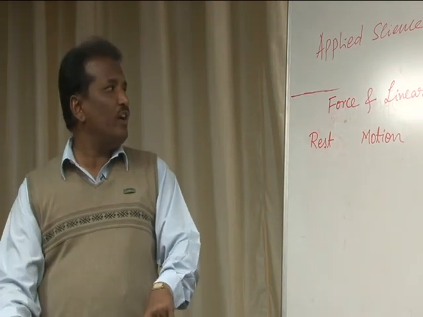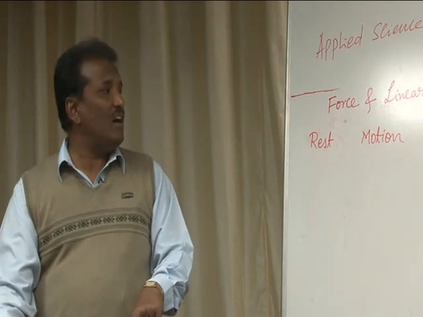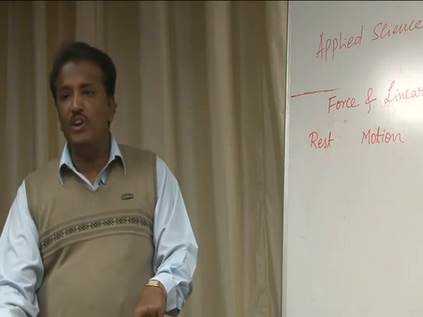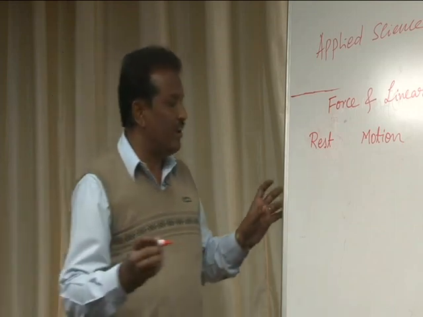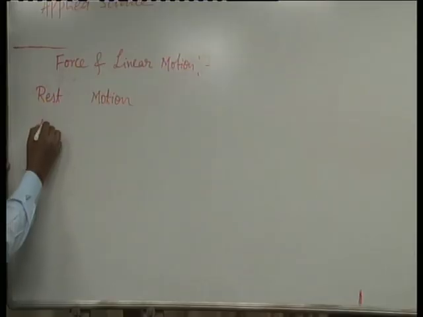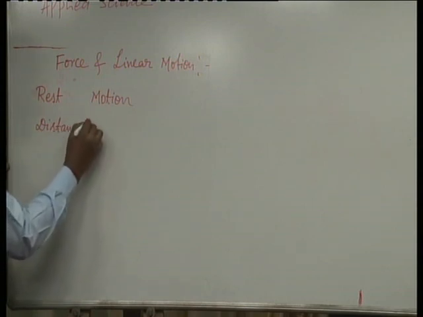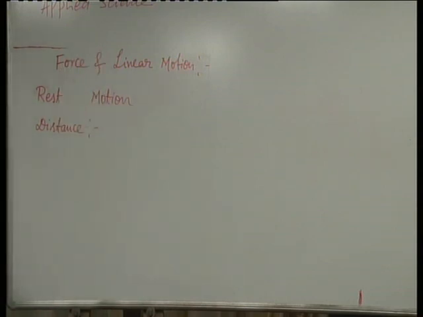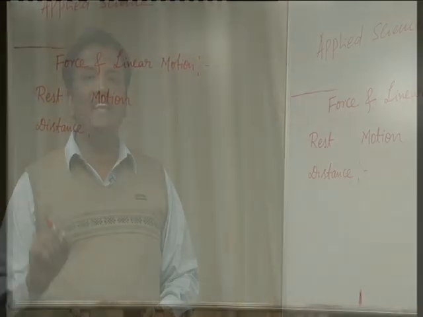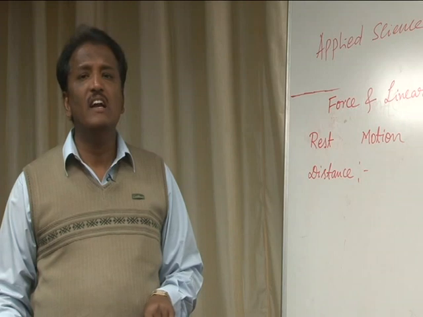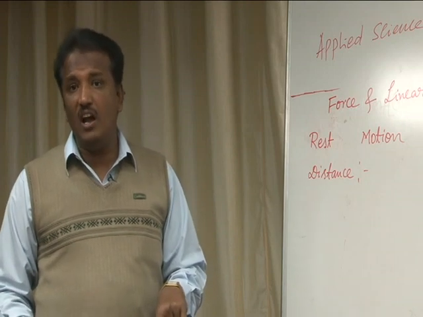Before going to discuss the further concepts under the chapter force and linear motion, there are a few definitions, so we can study them one by one. What is the meaning of distance? Distance is a physical quantity which gives the meaning of how much quantity of motion is made by the moving body. In a word you can say distance means quantity of motion.